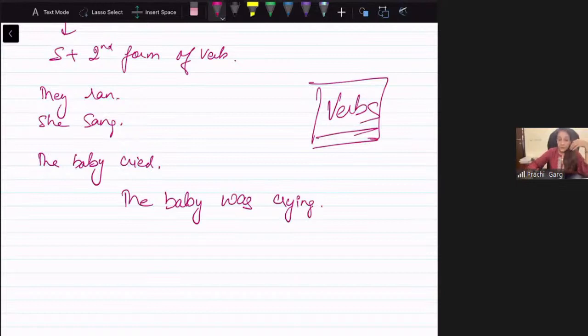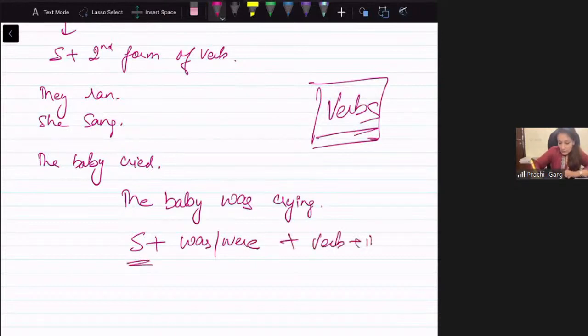And what is the sentence structure here? So we have a subject, we add was or were based on the singular or the plural subject that we have. Then we have the verb plus ing. Am I clear? Yes, guys.